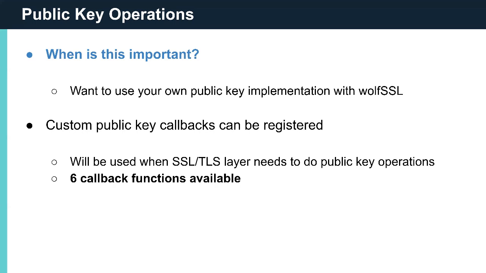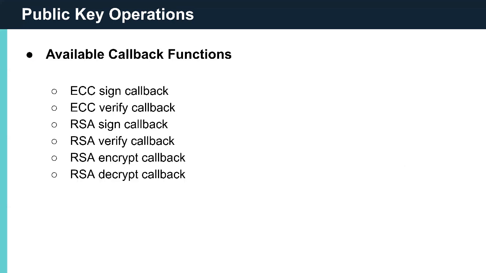For public key operations, by default, we're going to use wolfCrypt's implementations or the associated hardware crypto that is available and enabled. We do have some different callbacks you can use if you want to override some of these operations. So we have essentially sign and verify and then encrypt and decrypt callbacks for ECC and RSA, where when wolfSSL does one of these operations, it will call the callback, and then you can do that operation however you choose.